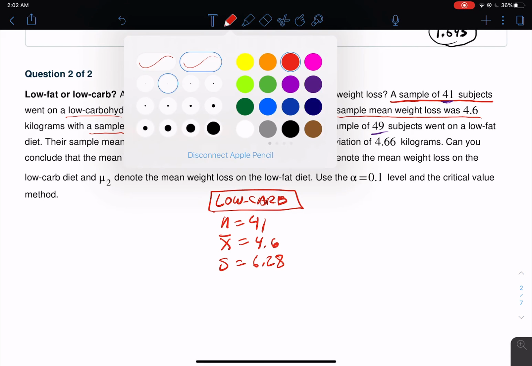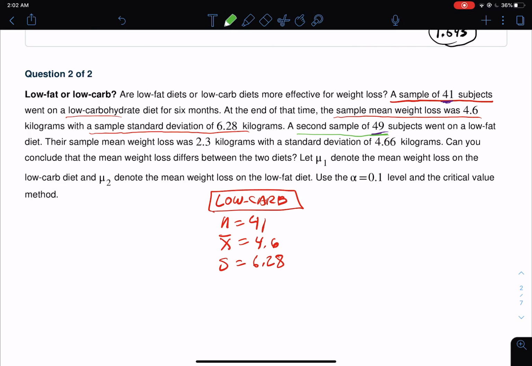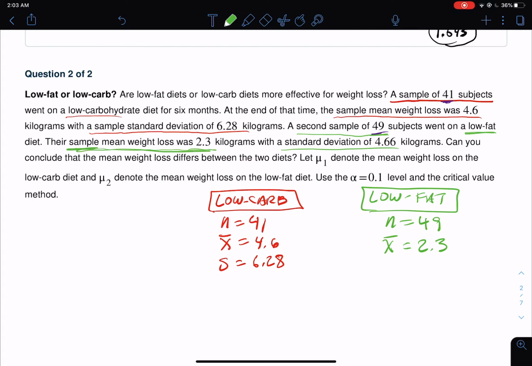And then it says a second sample. So the second sample is called a low fat diet with a sample size of 49. Their sample mean weight loss was, so sample mean is going to be X bar, 2.3 kilograms, with a sample standard deviation. You still know we're talking about sample, right? So the standard deviation is sample standard deviation of 4.66.